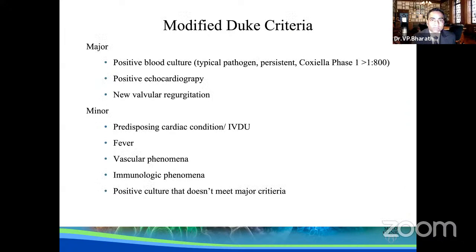Modified Duke criteria is a diagnostic framework that we use, and the two pillars of the major criteria are a blood culture that shows a typical pathogen with persistent bacteremia, and a positive echocardiogram. New valvular regurgitation is another major criterion, and the minor criteria are fever, vascular phenomena, immune phenomena, predisposing condition, and a positive culture that doesn't meet major criteria.